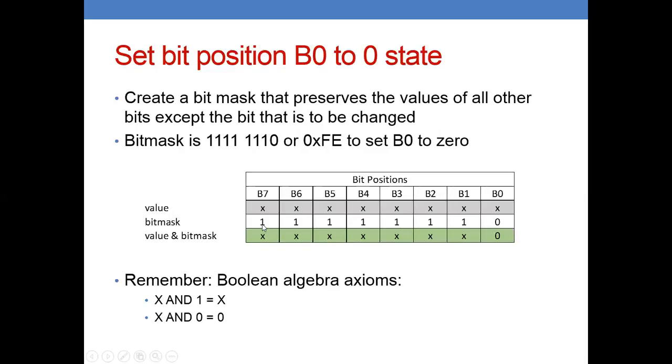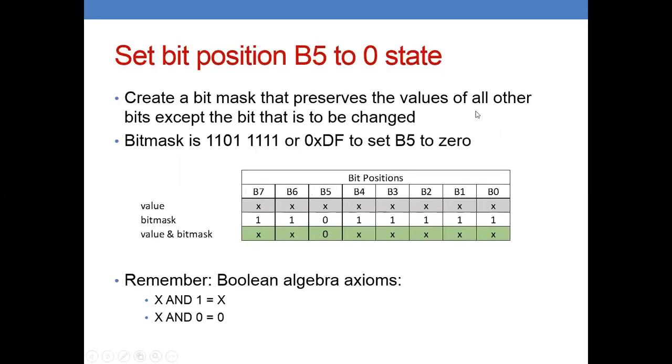So we create a bit mask where we place 1s in every position that we want to preserve, and then a 0 in the one that we want to clear, or we say we'll set that to 0. We AND the two together, and when we're done, B0 will actually be a 0.